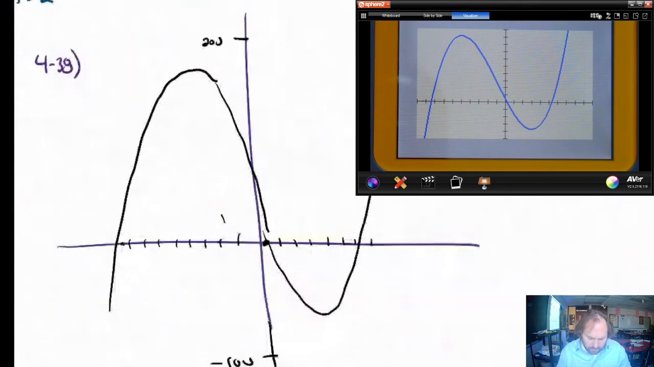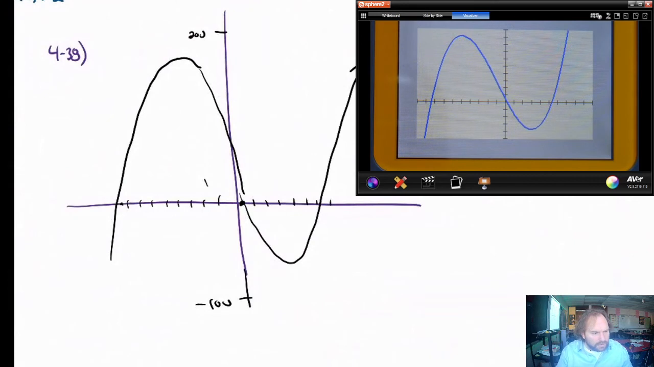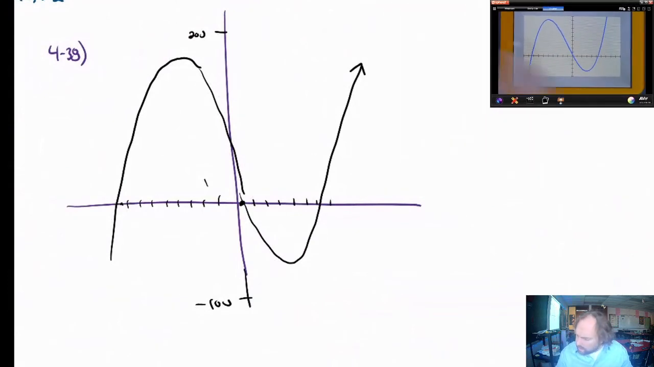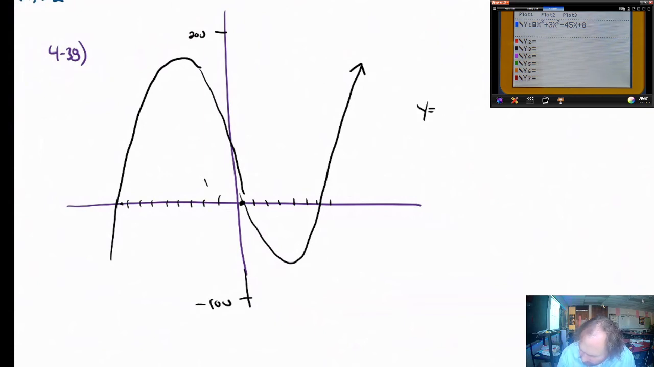So I'm moving over here to my workspace. I'm going to make calculator cam a little smaller. And I'm going to look at the function one more time, because our original graph is y equals x to the third plus 3x squared minus 45x plus 8. So our derivative, y prime, would be 3x squared plus 6x minus 45.